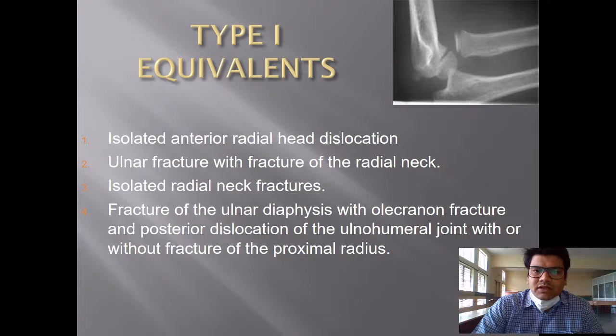Monteggia equivalents: 1, isolated dislocation of the radial head. 2, ulnar fracture with radial neck fracture. 3, isolated radial neck fracture. 4, ulnar diaphysis fracture with olecranon fracture and dislocation of the ulnohumeral joint, with or without fracture of the proximal radius.